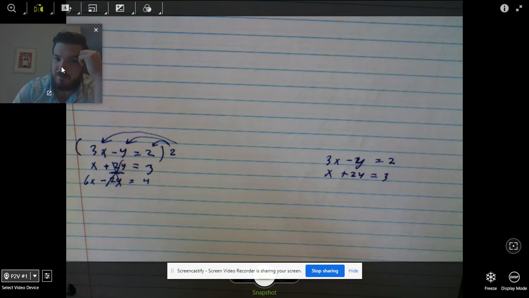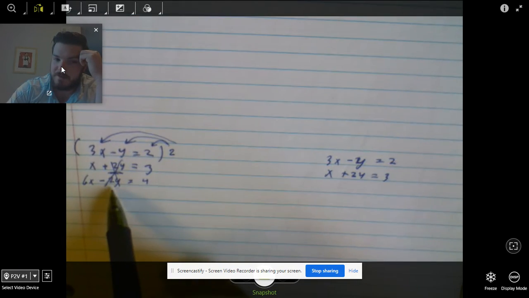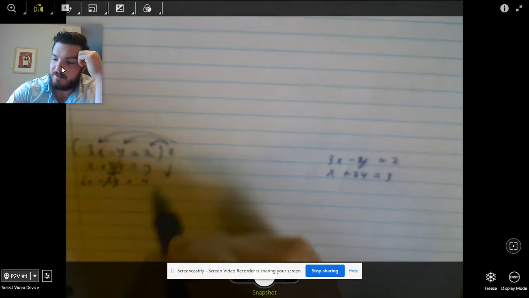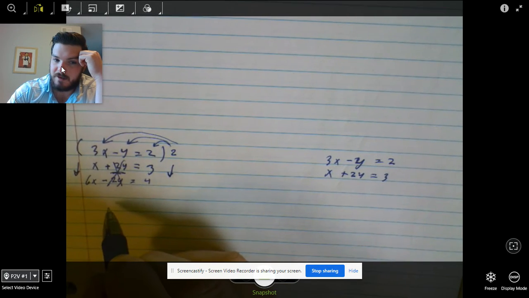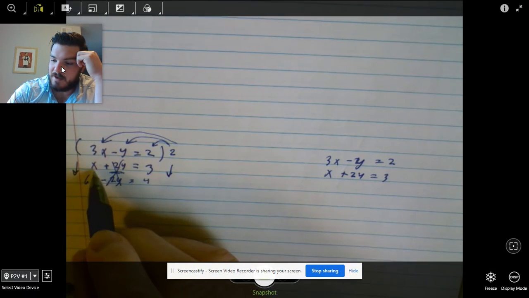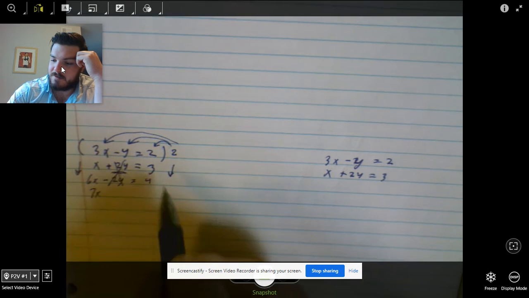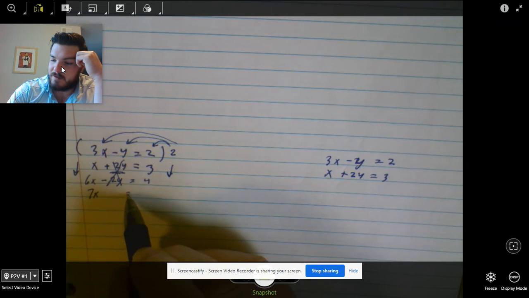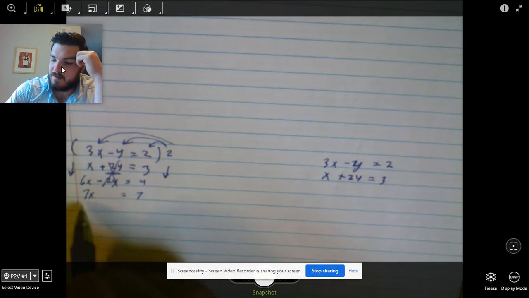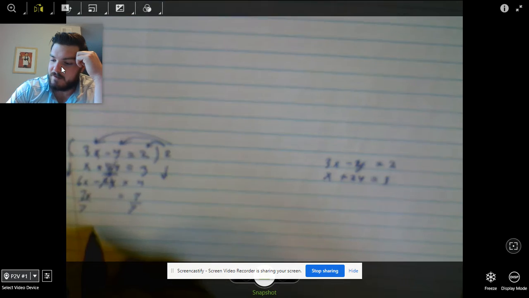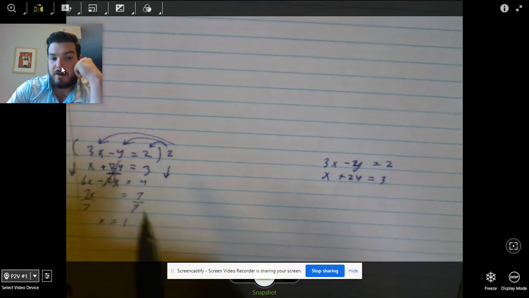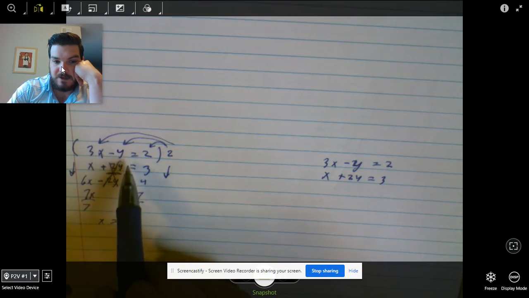So now I see that these two cancel. Those two cancel, and then I'm going to add downwards in order to get there. So I see x plus 6x is 7x. 3 plus 4 is equal to 7. So I'm going to divide by 7, x equals 1. Now I can take this equation and substitute in either one of these two.